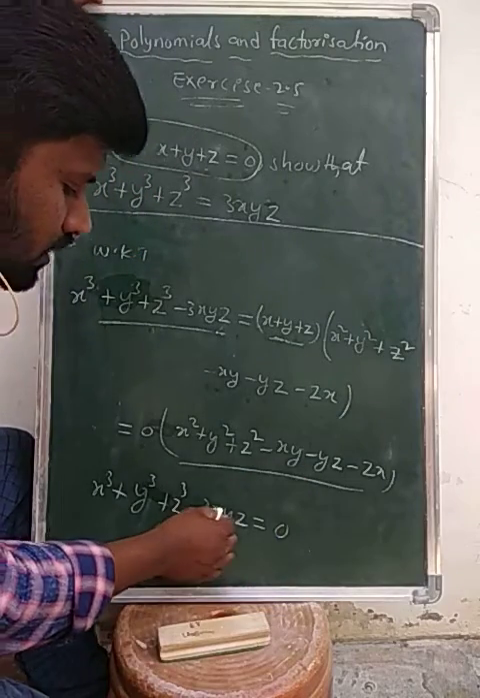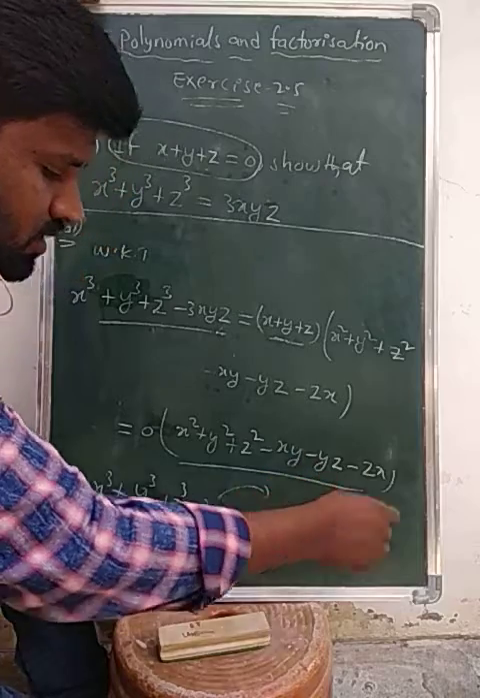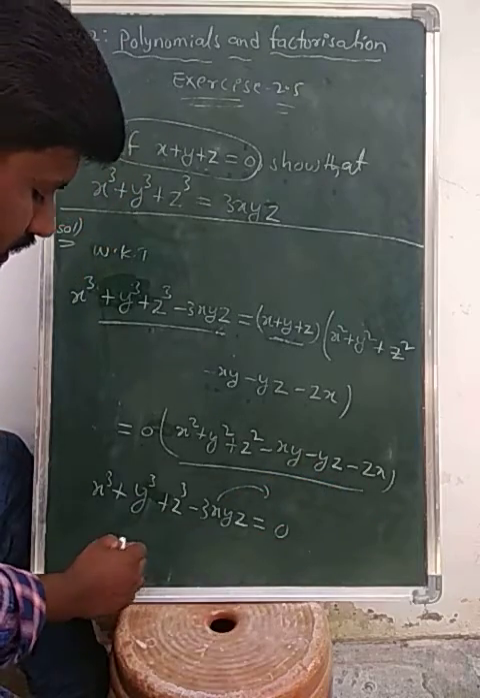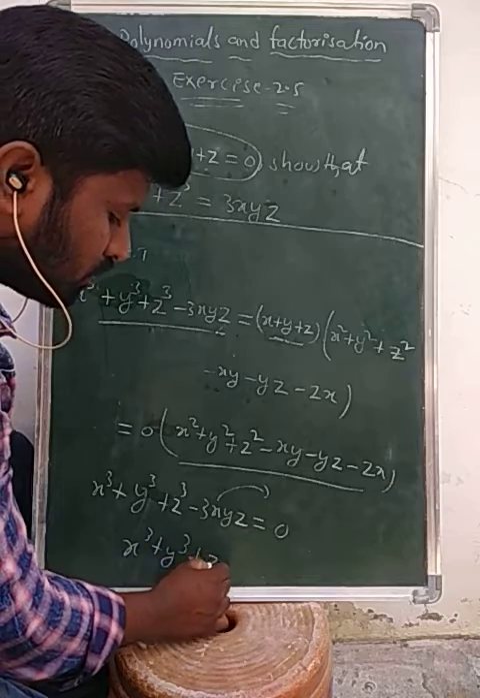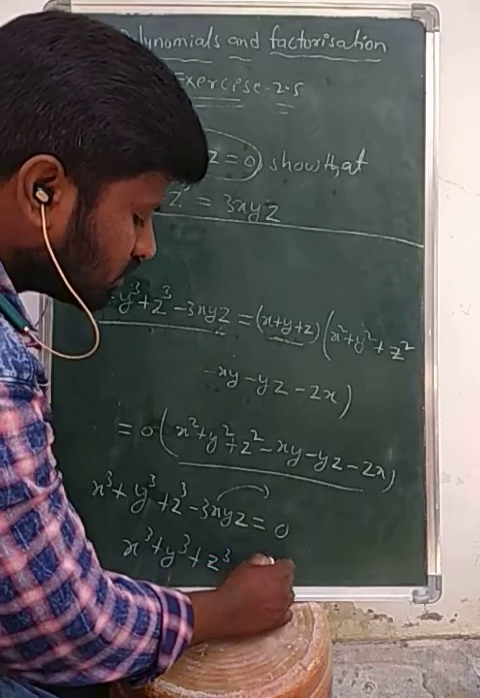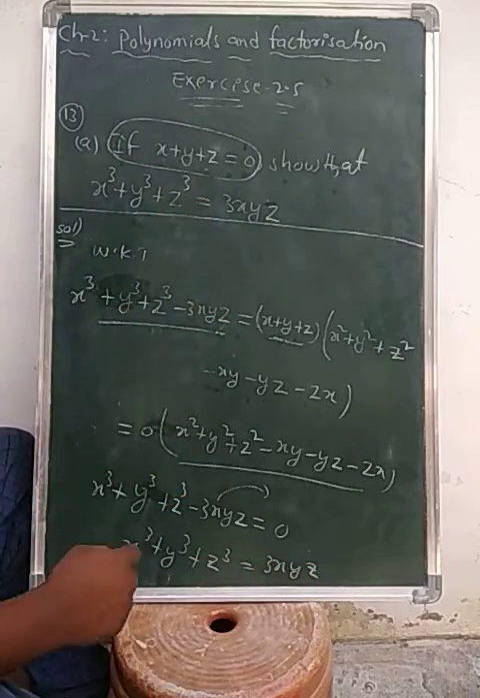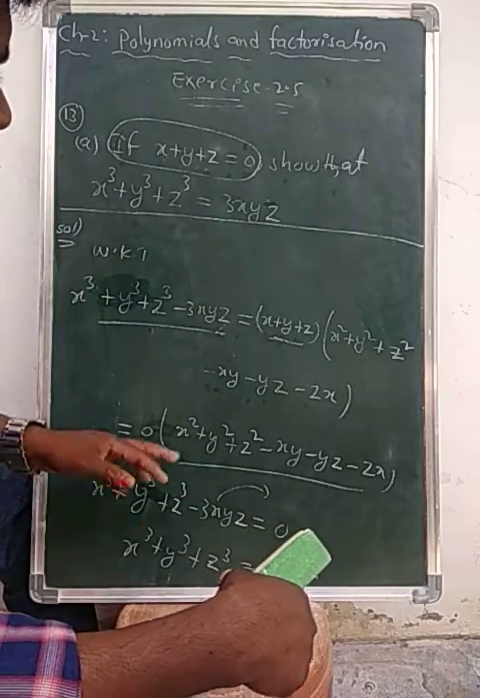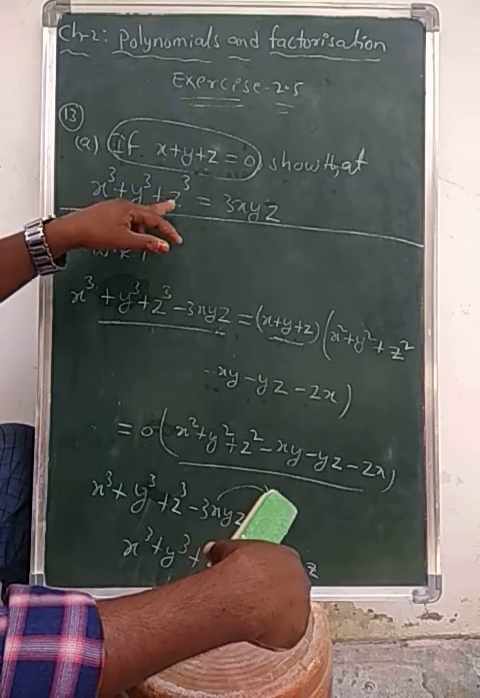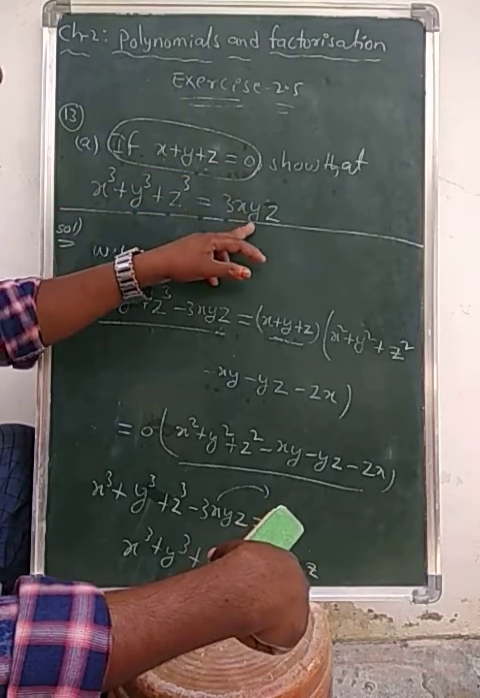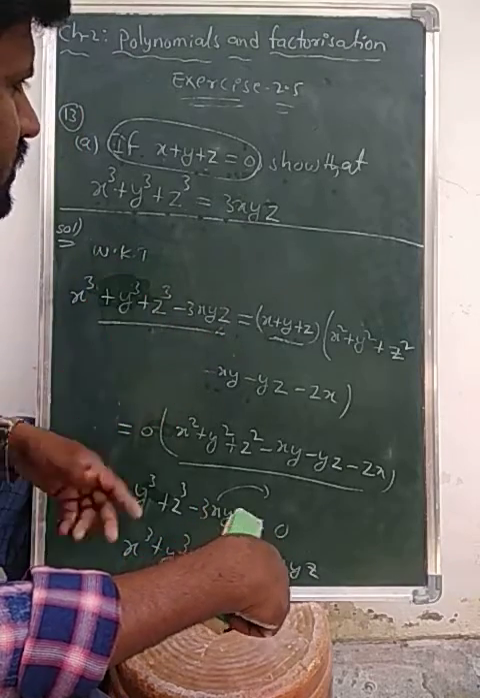Then I just transposed minus 3xyz from LHS to RHS. Then what do I get here? That is x cube plus y cube plus z cube is equal to 3xyz. So hence proved. So when x plus y plus z is equal to 0, x cube plus y cube plus z cube is equal to 3xyz. Okay, so this is the required answer for this question.